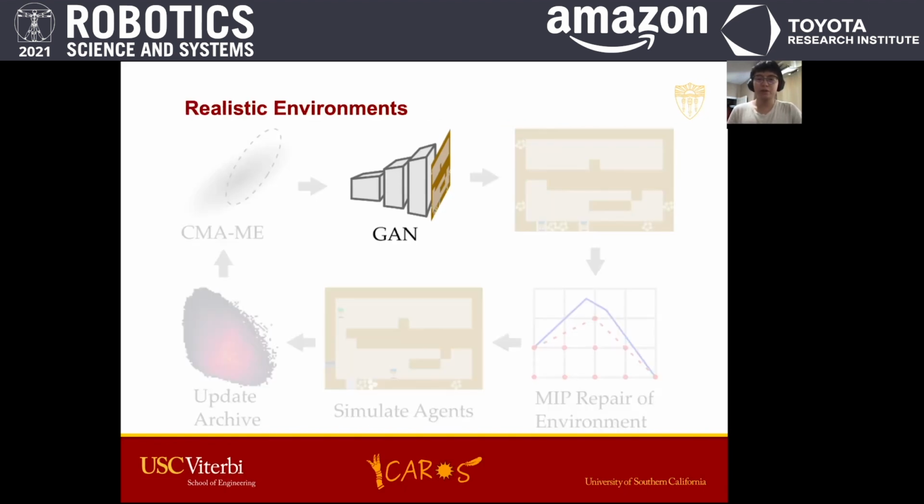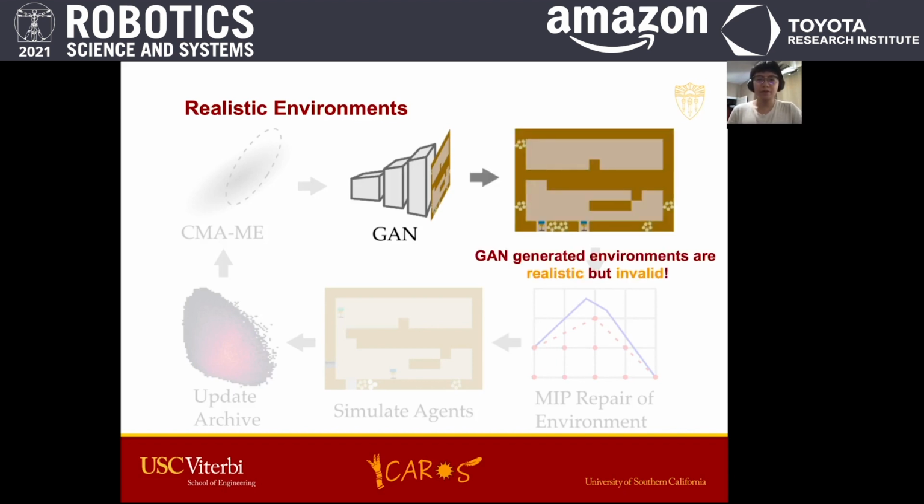Therefore, we train a generative adversarial network with human-authored examples. GANs are known to be able to learn from data and generate realistic content, such as images. However, the issue with GAN-generated environments is that they are more often than not invalid. For instance, this is an example environment generated by the GAN. The environment has only onions. It does not have a pot to cook the onions or a serve point to serve the onions. Also, the agents cannot access the upper half of the environment.